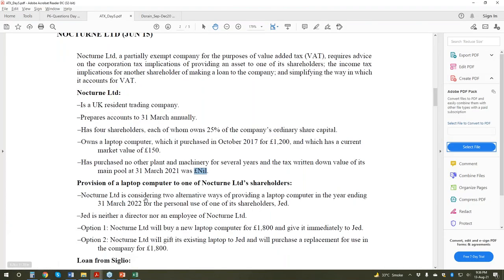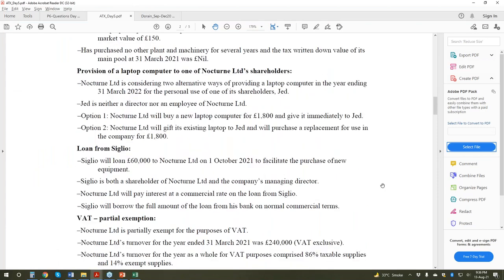Let's go back to the question. Loan for Seglo. Seglo will loan 60,000 to Nocton Limited on 1st October to facilitate the purchase of new equipment. Seglo is both a shareholder of Nocton Limited and the company's managing director, so he is an employee as well as a shareholder. So he is giving the loan to the company to buy equipment, not the company giving him the loan. So there is no benefit for Seglo, rather he is providing the money to the company.